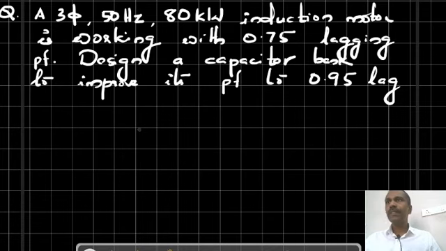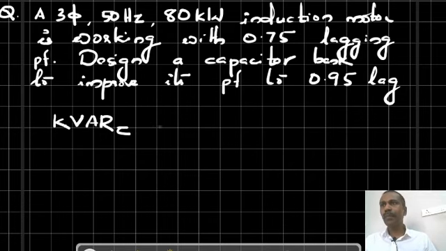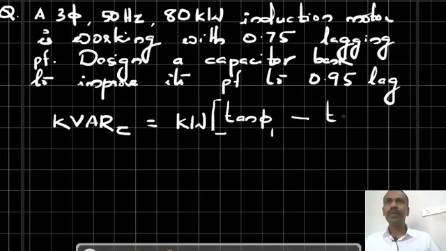Now we consider a 3-phase 50 Hz 80 kW induction motor. It is working with a 0.75 lagging power factor. We need to design a capacitor bank to improve the power factor to 0.95 lagging. How can we design the capacitor bank? kVARC, the reactive power supplied by the capacitor bank, should be equal to kW rating into tan phi 1 minus tan phi 2.